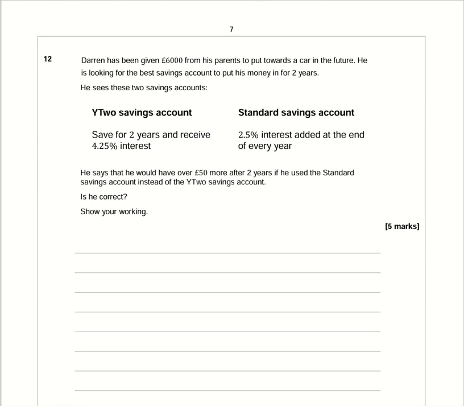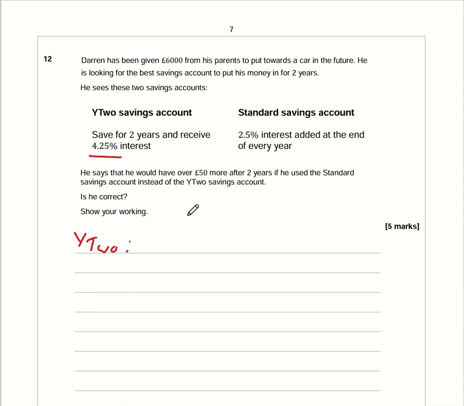Okay, so on to question 12. What we need to do is work out what £6,000 turns into when we use these two different accounts. So the Y2 savings account. We need to be careful here. This interest amount is only applied every 2 years, so we're only going to increase 6,000 by 4.25% once.